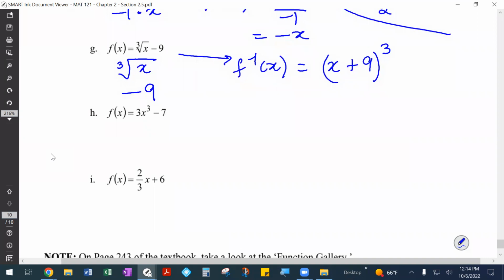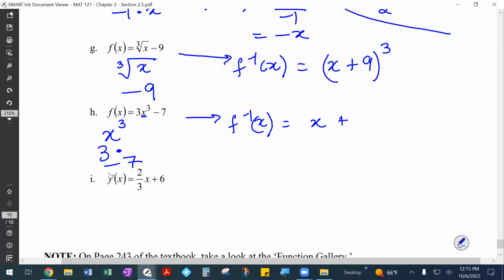Now this one over here, H, there are 3 operations happening. When you start to break this down, you do the third power first. Then we multiply by the 3. And the very last thing we do is subtract 7. So when you're finding its inverse, starting with our x, since subtracting 7 was the last thing that happened, we would be adding 7. Then you did the 3 times, so of course multiplication becomes division.